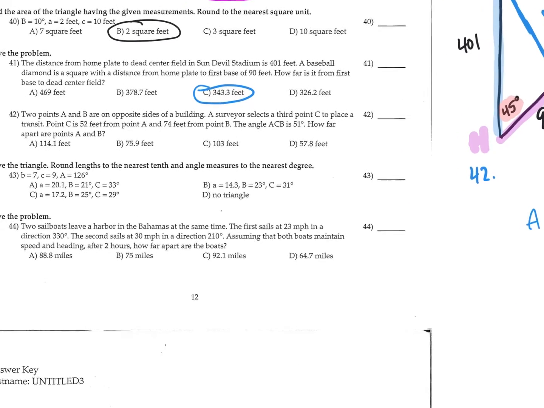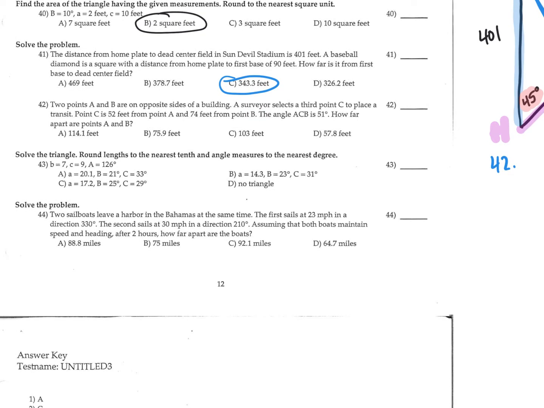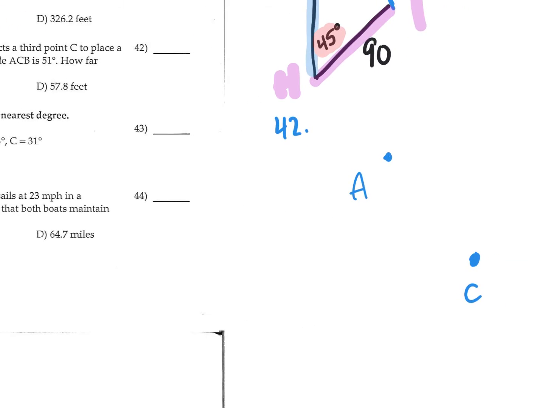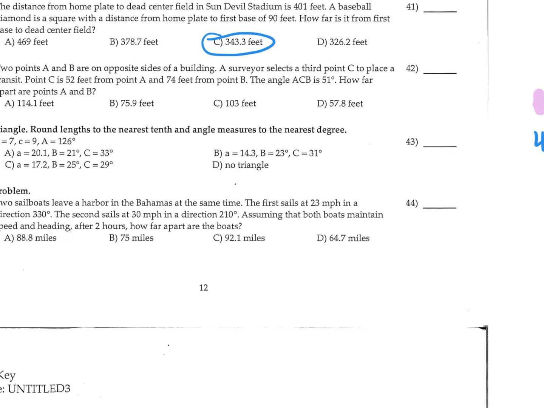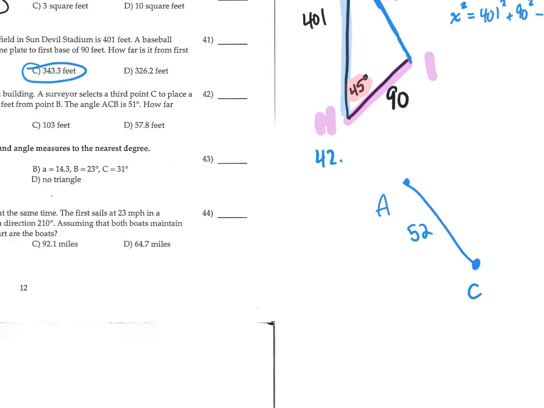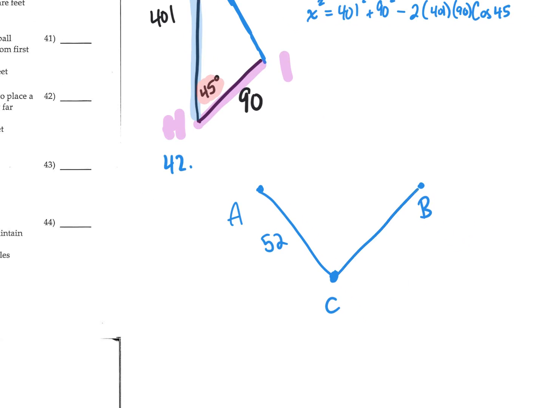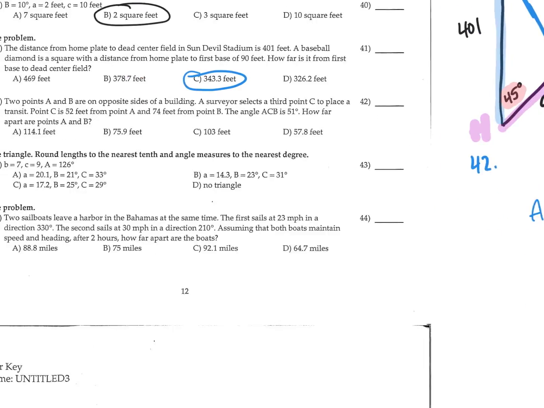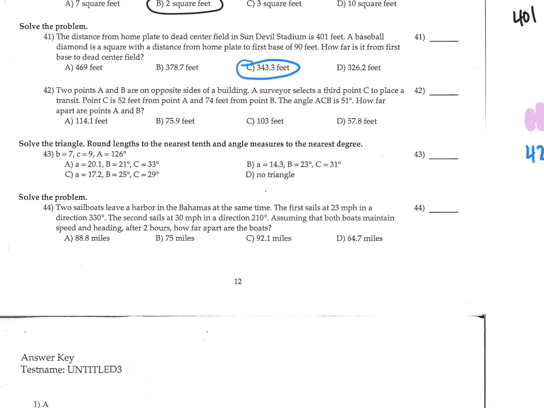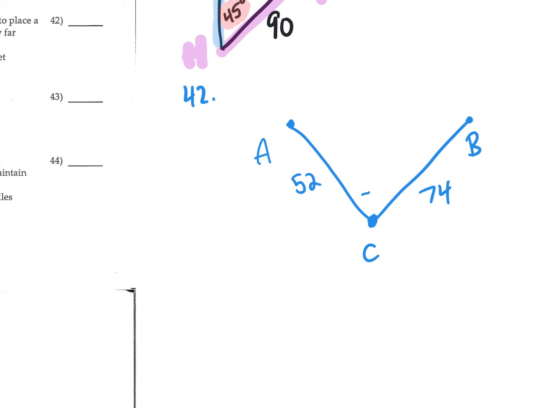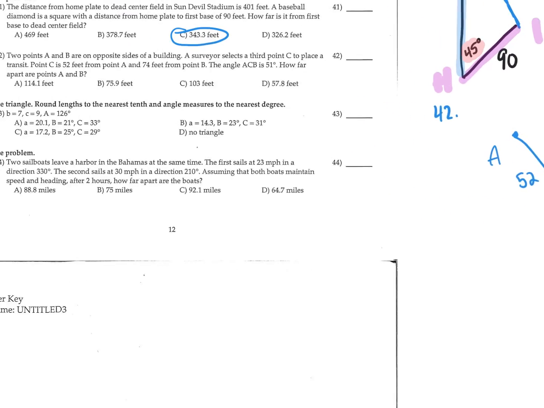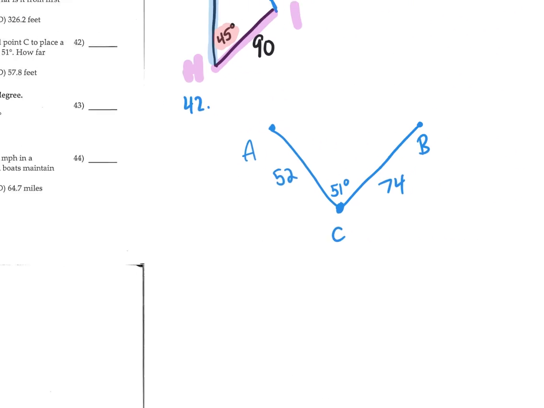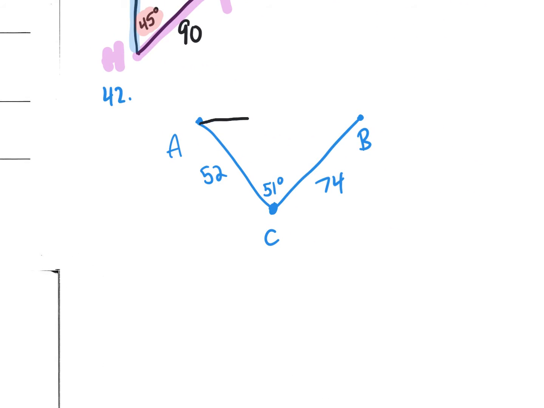They tell us that point A is 52 feet from point C. And they tell us that it's 74 feet from point B. They tell us the angle ACB is 51 degrees. So you can see here as we work through the problem, we're just going to create a diagram and set up and solve. So I'm really trying to find this distance here we'll call lowercase c.